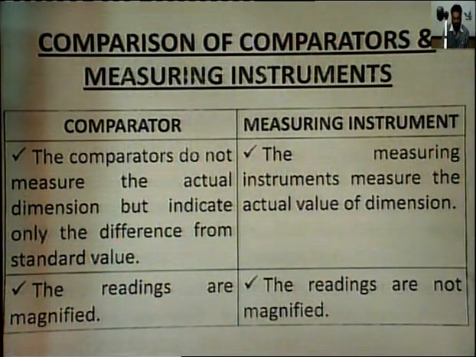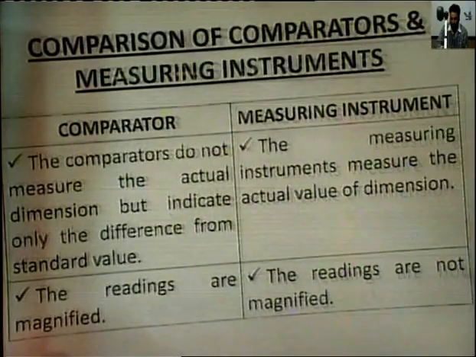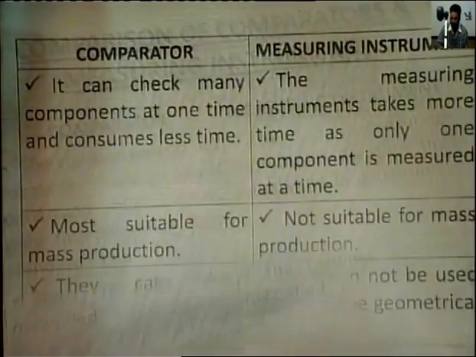So the second one is that the readings are magnified. In a comparator, because there would be a very small deflection, a small variation, magnification is a must, coupled with comparators. But from the measuring instrument point of view, the readings are not magnified. So this is also a difference between the comparator and the measuring instrument.